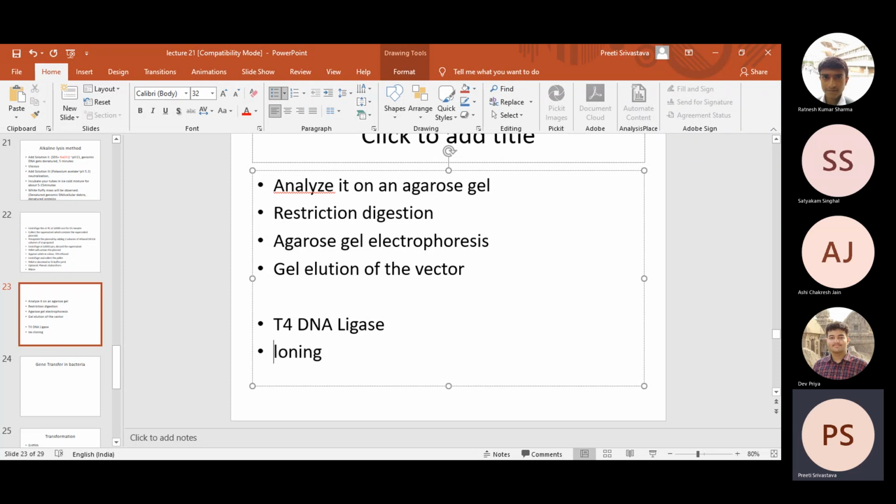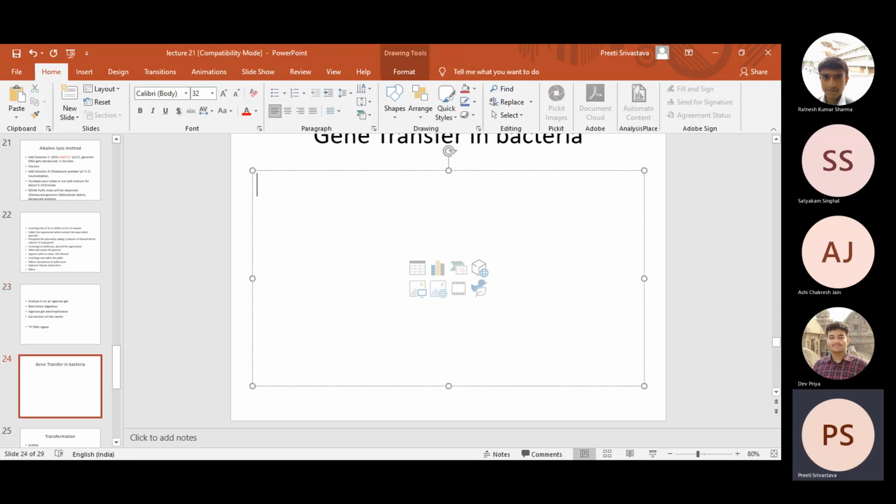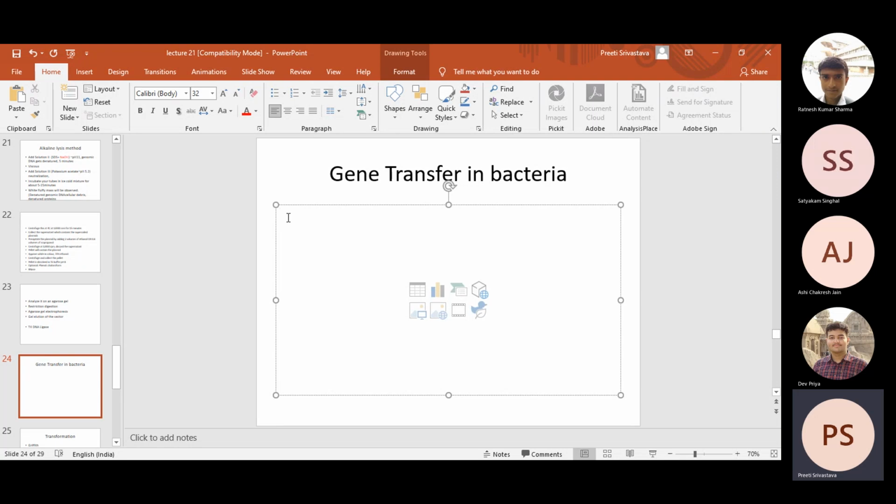cloning doesn't stop here. So after the ligase treatment, we need to put the DNA in the bacterial cell, which opens up the next topic, which is gene transfer in bacteria. So gene transfer in bacteria can be done by multiple methods. The first one is transformation, the next one is conjugation, and the third one is transduction. We'll start with gene transfer methods from the next class maybe.